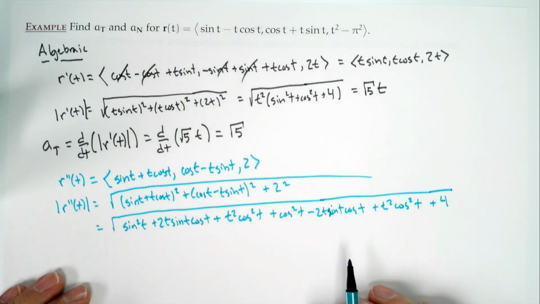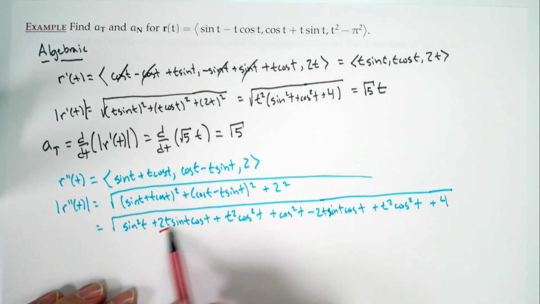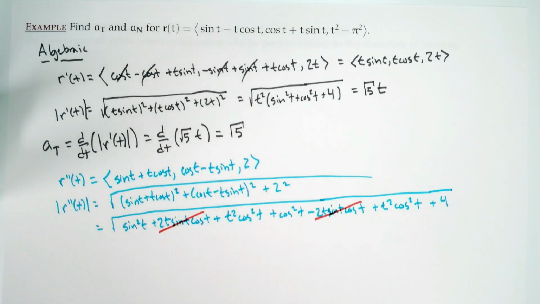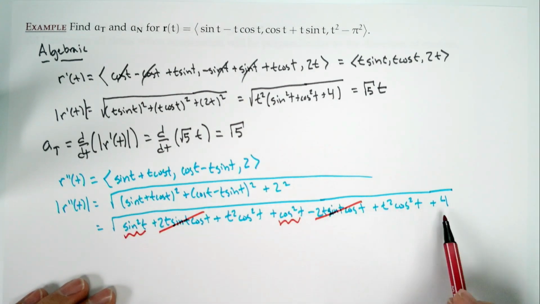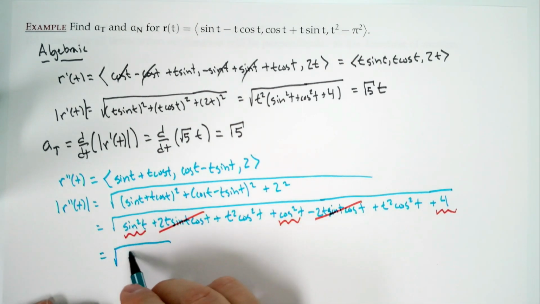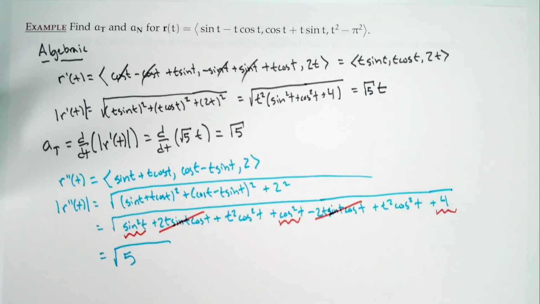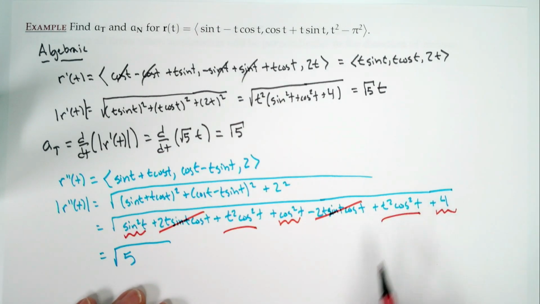Now, if we start looking at this, we'll see we've lived a good life because nice things happen. Sine t, cosine t terms cancel. Next, you'll see we get a sine squared plus a cosine squared plus 4 more. All right, well, that gives us 5. So we get square root of 5. Well, what's left? t squared cosine t, t squared.